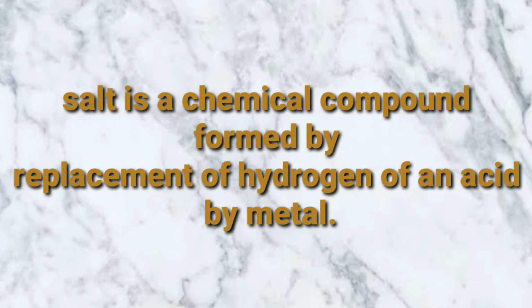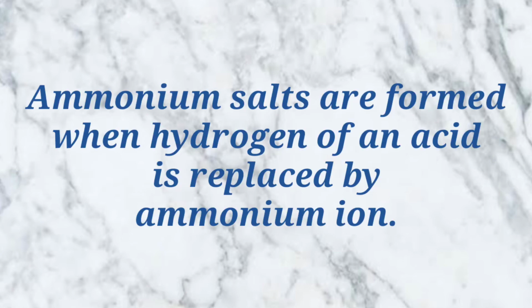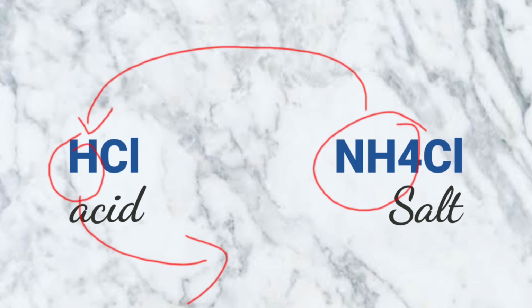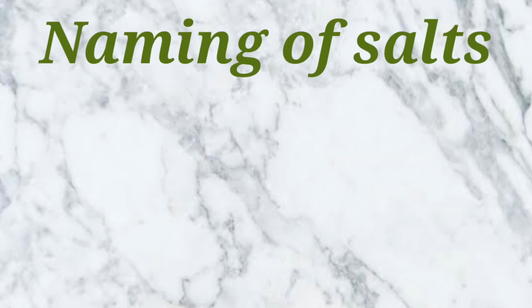And in ammonium salt, hydrogen atom of the acid is replaced by ammonium ion. Got it? Suppose ammonium chloride. So ammonium chloride salt is formed when hydrogen of hydrochloric acid is replaced by ammonium ion. Got it? Now come to naming of salt.